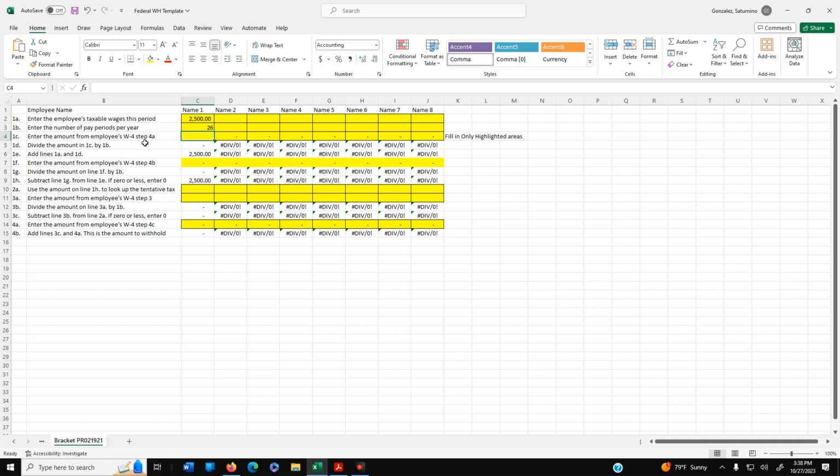W4 step A, we're going to leave that blank, and we're going to go over here to 2A. So it says use the amount of line 1H to look up the tentative tax. So where am I going to go?